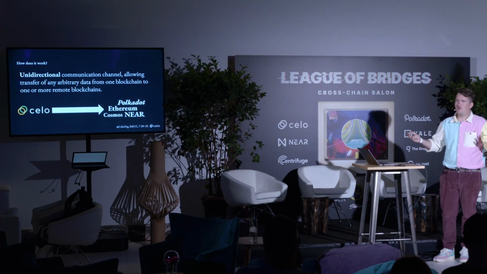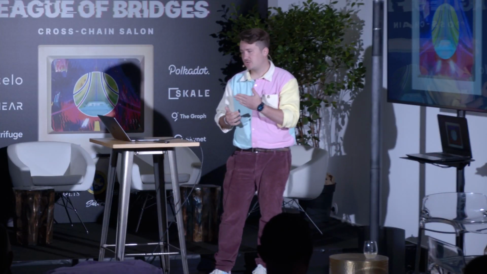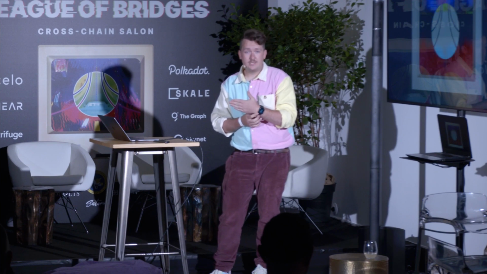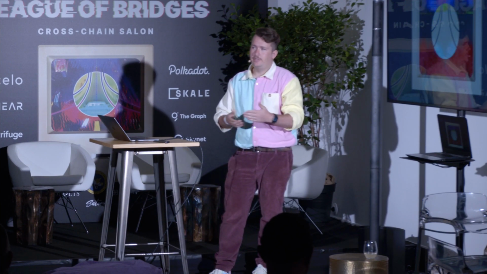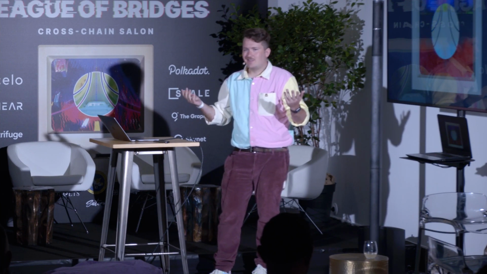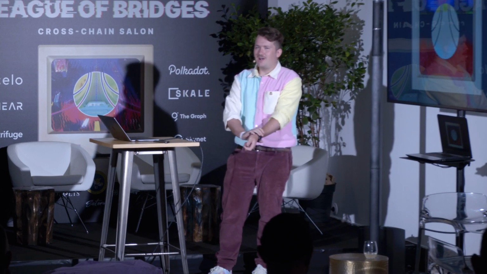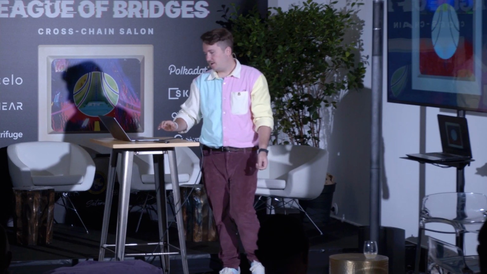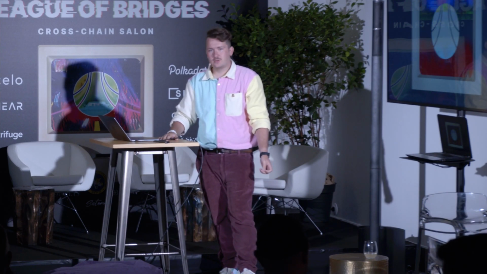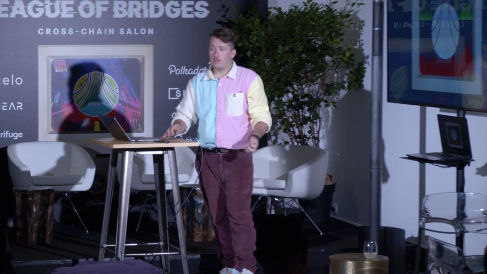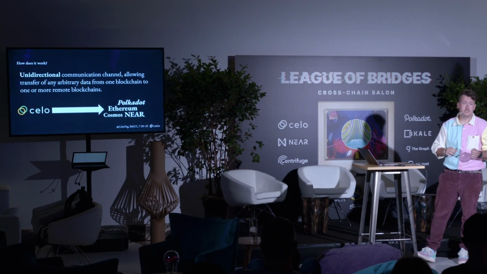So how does Optics work? Really at its core, it's a unidirectional communication channel between two blockchains, allowing arbitrary transfer of any sort of data. I like to think of it as like TCP, although as you'll see in a second, there are a lot of distinctions to be made here. But we're focusing on getting Celo plugged into as many different blockchains as possible, not limited to the ones I've just mentioned here.